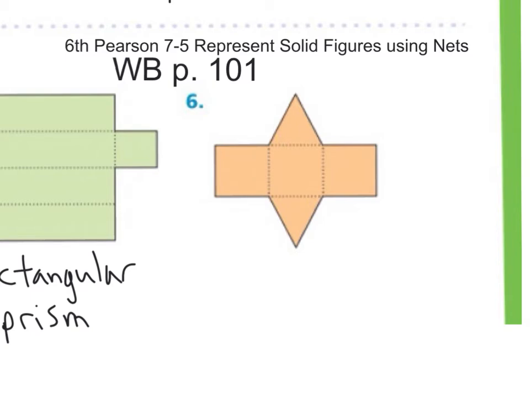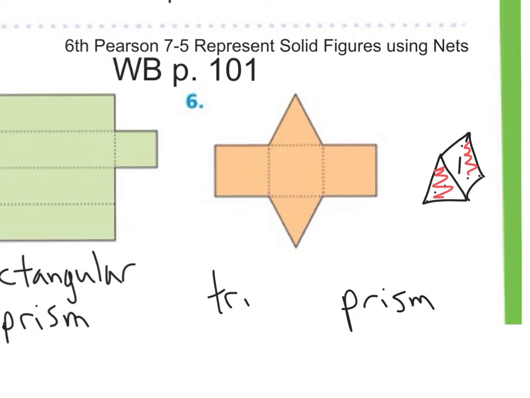Number 6, if you can imagine these sides being folded up, we have these triangles that are folded up, the rectangles that are folded up, and then it's going to look like this. So those triangles are actually going to be parallel to each other. It doesn't just come to a point at all. So this would be a prism. Those bases are triangles, so this would be a triangular prism.